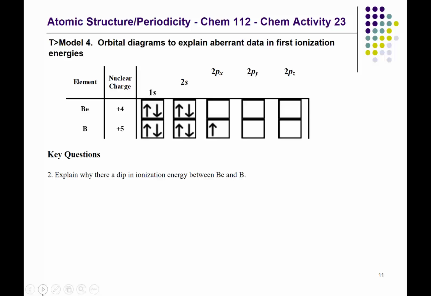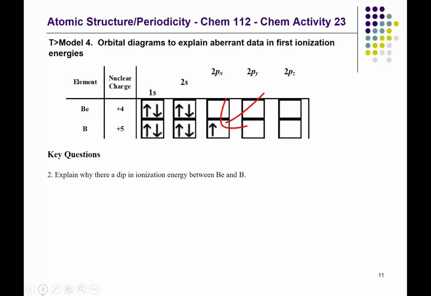Okay, so starting from beryllium, the first ionization energy would involve removing an electron from an s orbital, that is one of the electrons in the 2s orbital. Going to boron, you can see that the first ionization energy would involve removing the electron from a p orbital, the 2p orbital.